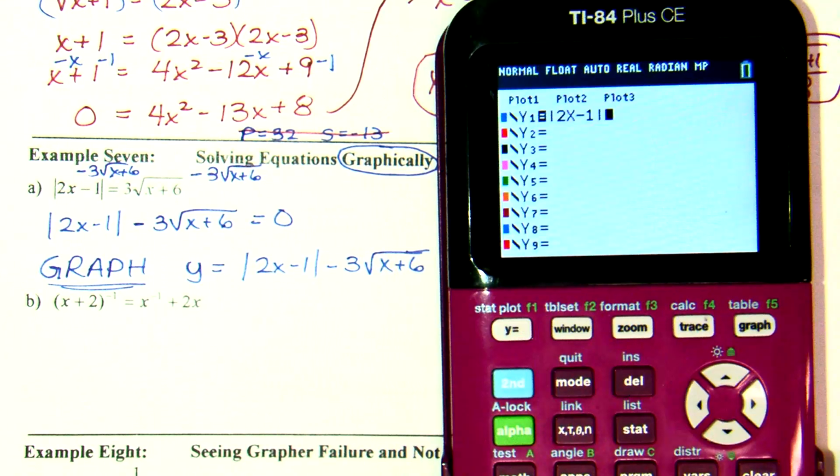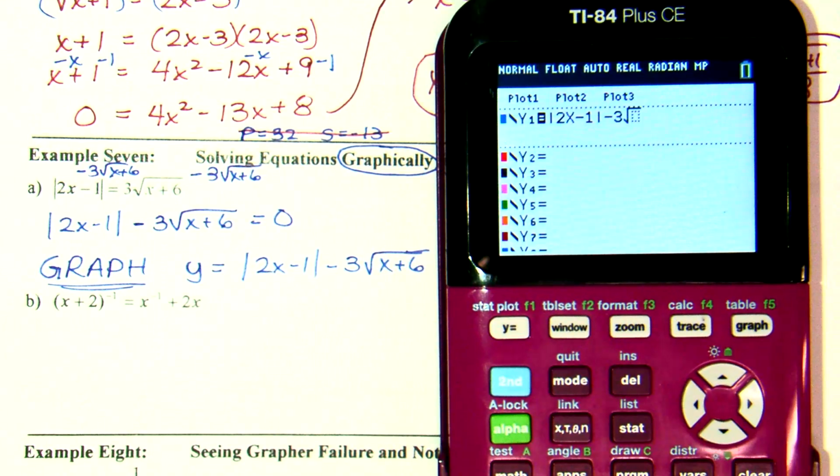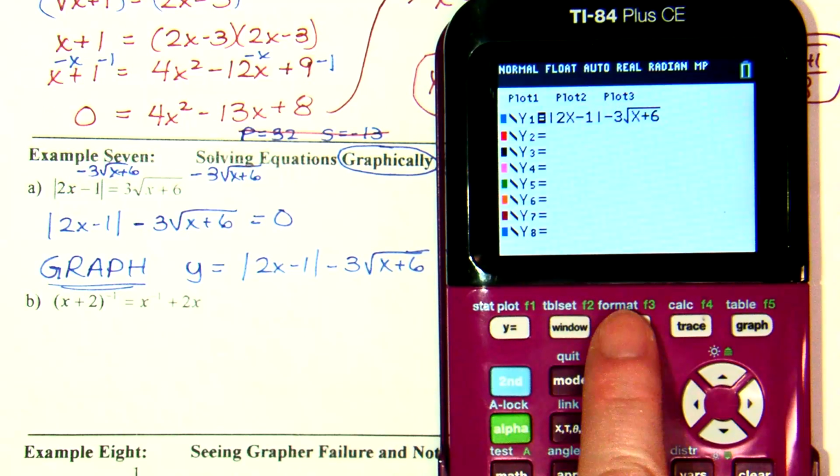But okay, so then I'm going to do 2x minus 1. I'm going to arrow out of the absolute value. And then it's minus 3. Okay, square root is the second function of the x squared button on the left. So second, square root. And then I type in x plus 6. We had some weird settings yesterday, so I would recommend doing Zoom 6 to get you back to a standard setting.